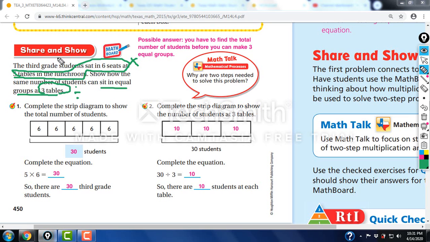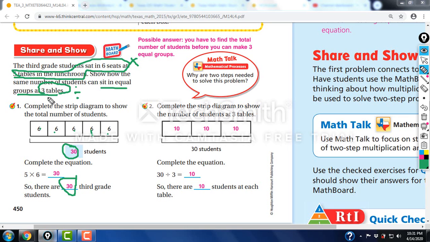So now, first I need to figure out how many total students there were. There were 6 seats and 5 tables. So 1, 2, 3, 4, 5. So what is that? 5 times 6. So there's a total of 30 students. 5 times 6 equals 30. So there are 30 3rd grade students.